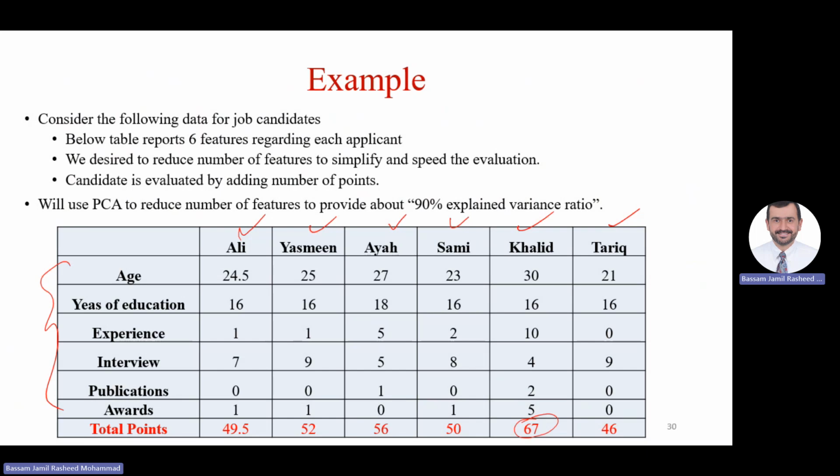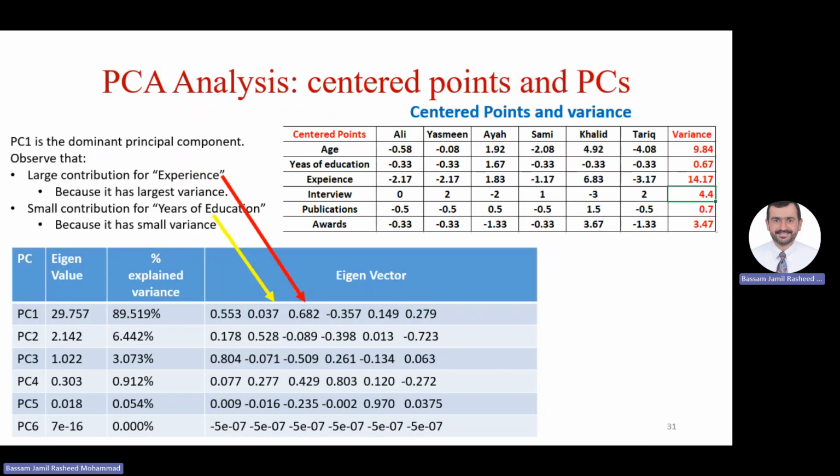So here we say, okay, PCA, please help. What we'll do is run a PCA analysis. Obviously, the very first thing, we will center the points and divide by standard deviation. This is the standardization step. Now watch. We ran the PCA analysis, and we got PC1, PC2, PC3, PC4, PC5, and PC6.